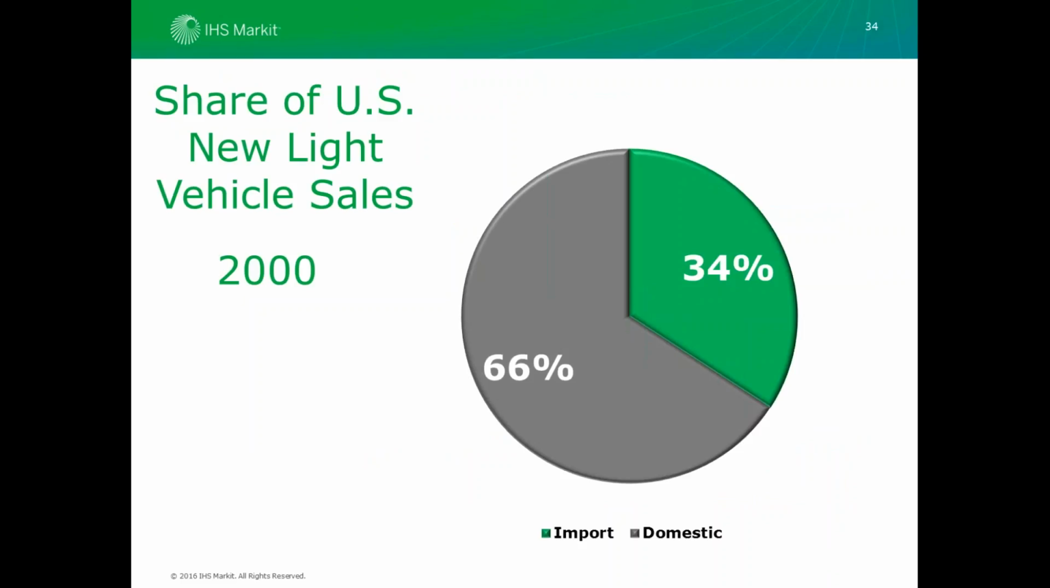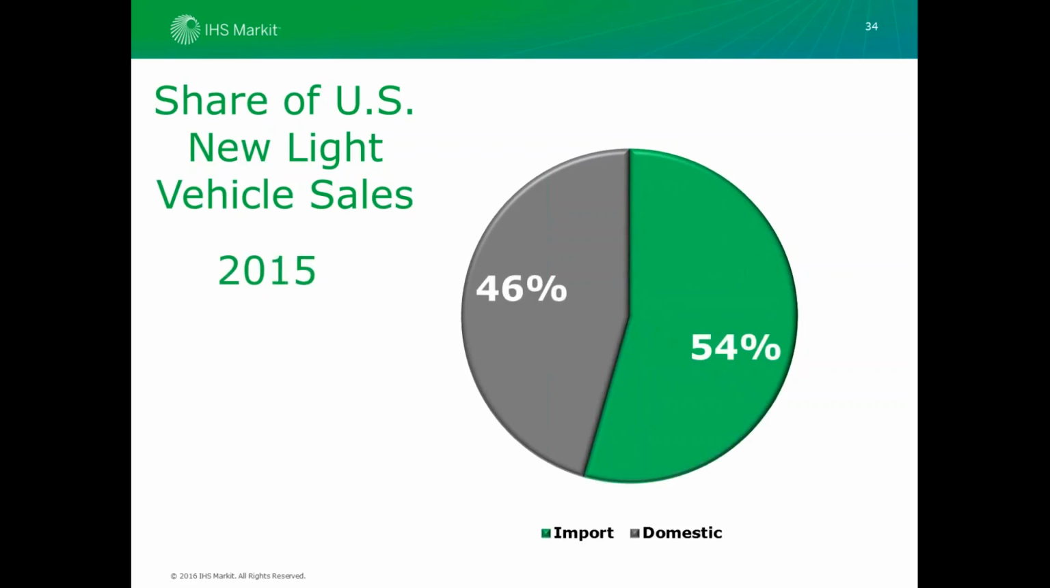All right, now let's switch and take a look at imports and domestics in the U.S. You're looking at share of U.S. new light vehicle sales. And in 2000, domestics represented 66% of all new vehicle sales. By 2015, today, they're at 46%. And by 2021, imports are going to grow another 3 points or so and be nearly 60% of all new light vehicle sales in the U.S.